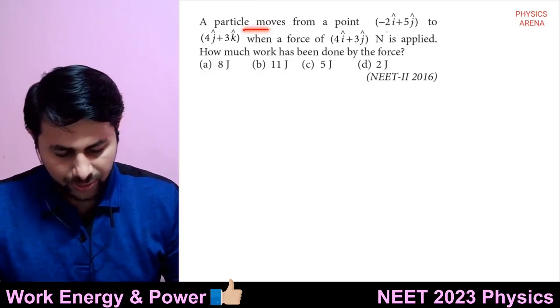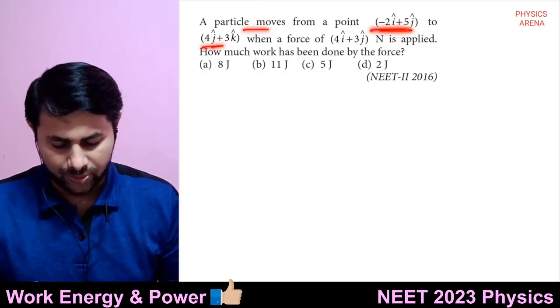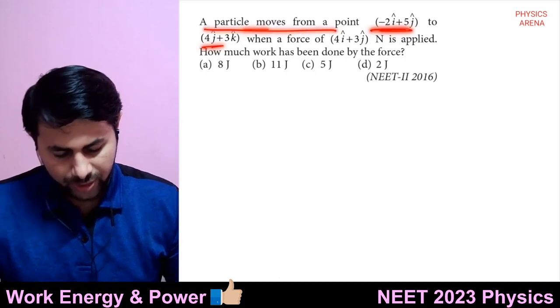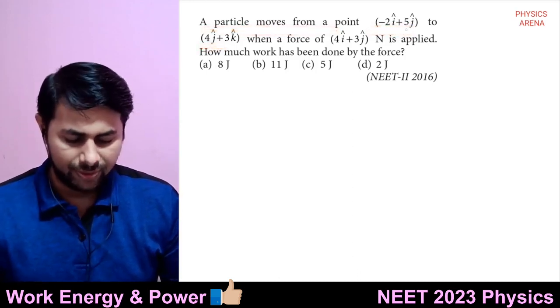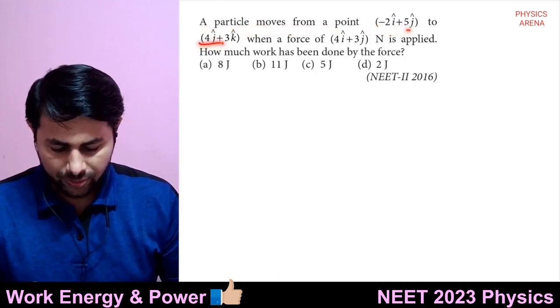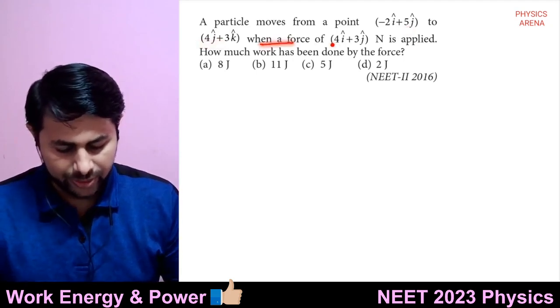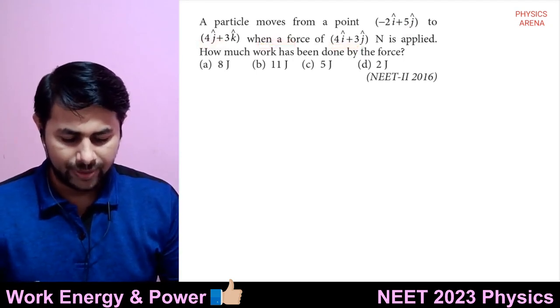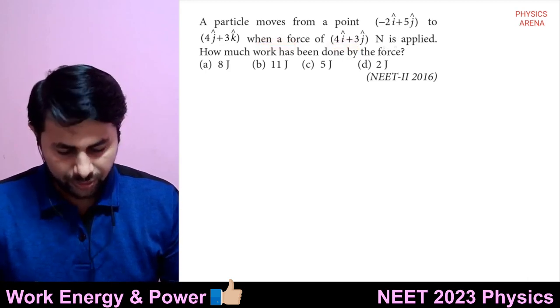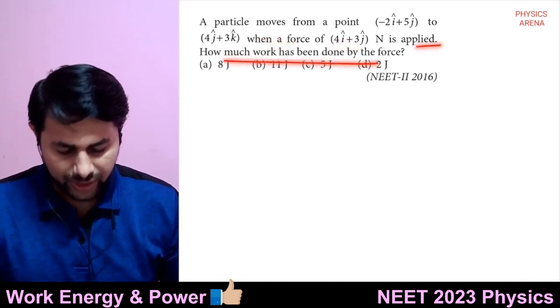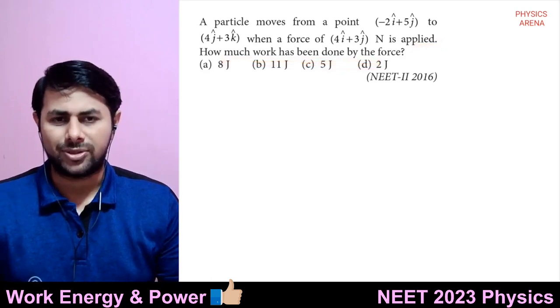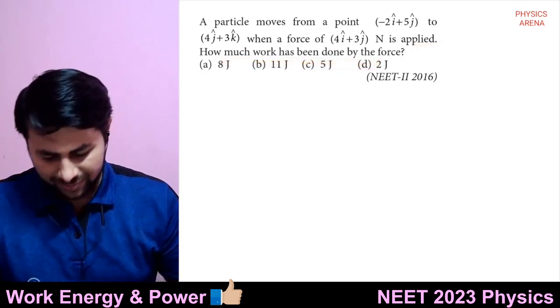A particle moves from a point minus 2 i cap plus 5 j cap to 4 j cap plus 3 k cap when a force of 4 i cap plus 3 j cap newtons is applied. How much work has been done by the force? So this is very simple.